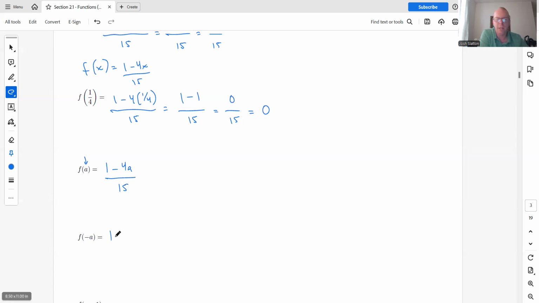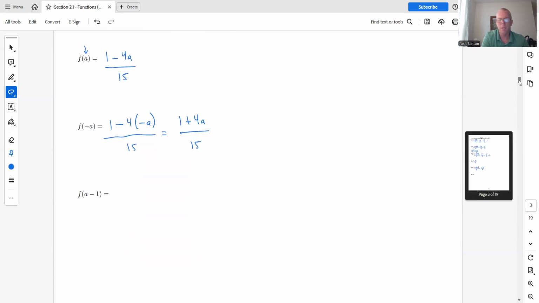F of negative a, so again, we're going to plug in negative a for x. And now this time we can simplify this a little bit. So we can have negative 4 times negative a, and that'll give us 1 plus 4a over 15. So it doesn't matter what is in the parentheses here. Whatever is in the parentheses, you plug in for the x. And in this case, whatever that is, you multiply 4 times that, and then you do 1 minus whatever you got there, and then divide by 15. So it's always the same for this function.